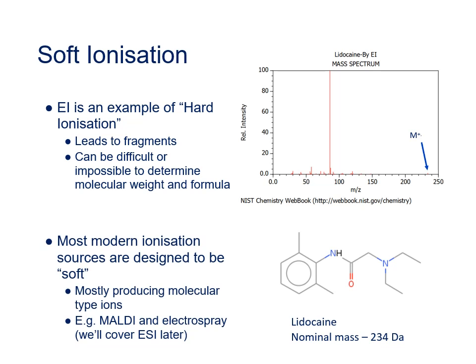And it's because of this that most modern ionization sources used in biotechnology or medical research are designed to be soft ionization sources that mostly produce molecular type ions. Examples of this kind of soft ionization source are MALDI and electrospray, and we'll cover electrospray in the next session.